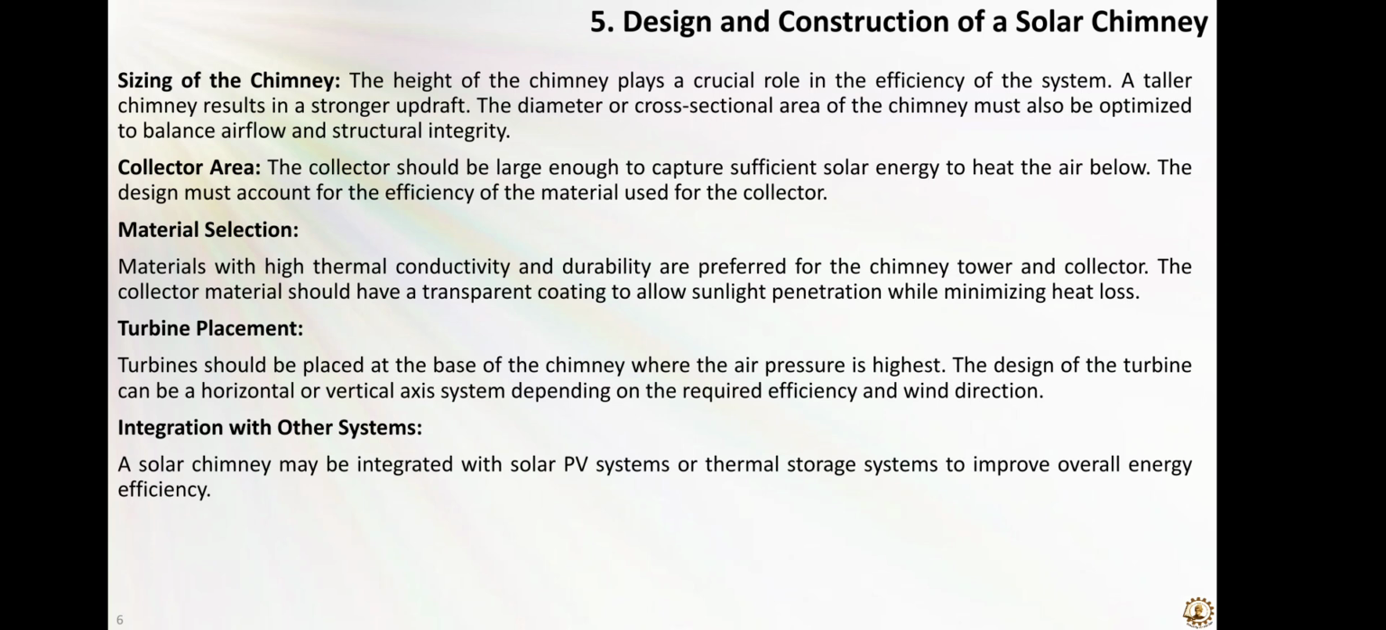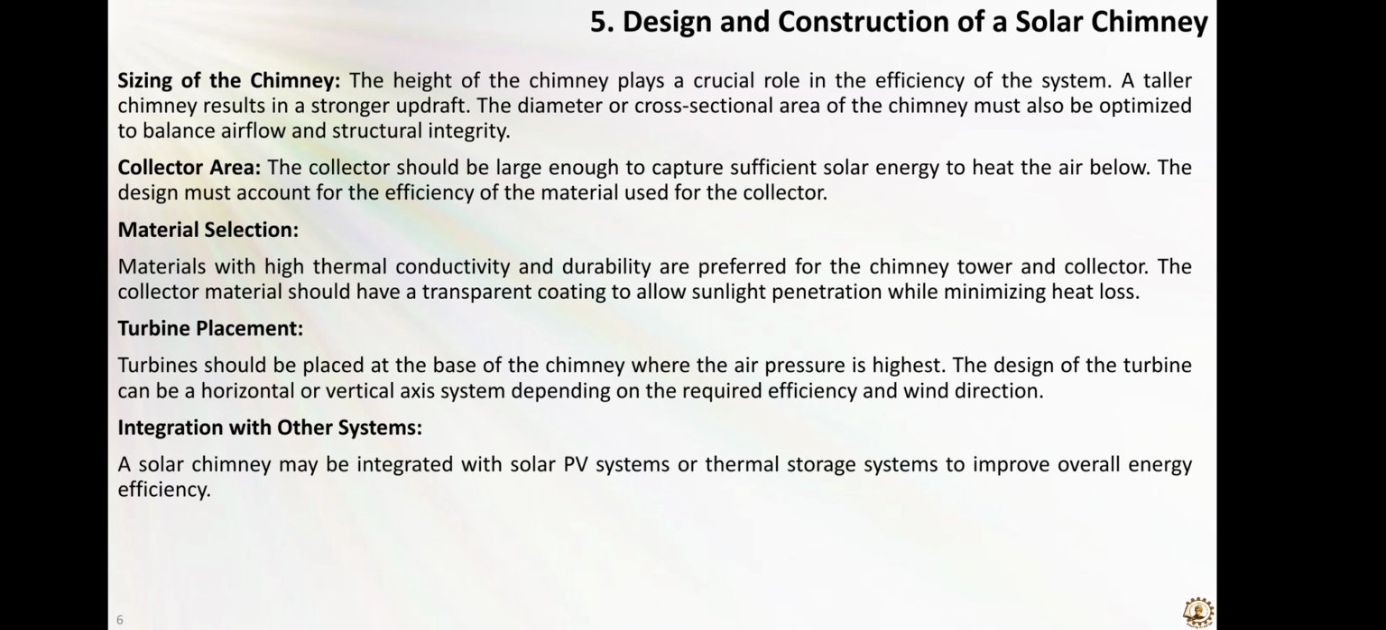Now the collector area. The larger the collector area, the more heat it will absorb, and it will heat the air in an enhanced manner. The collector should be large enough to capture sufficient solar energy to heat the air below. The design must account for the efficiency of the material used for the collector. That means we need a material which can absorb more heat, so that the absorbed heat will also be transferred to the cool air beneath.